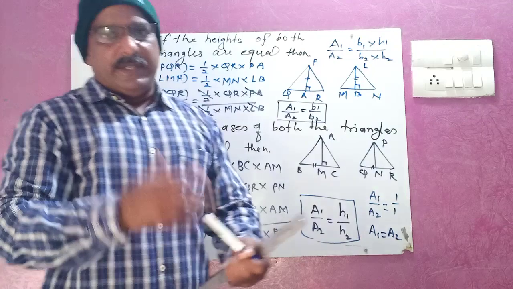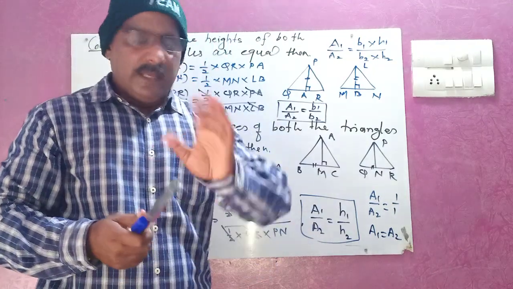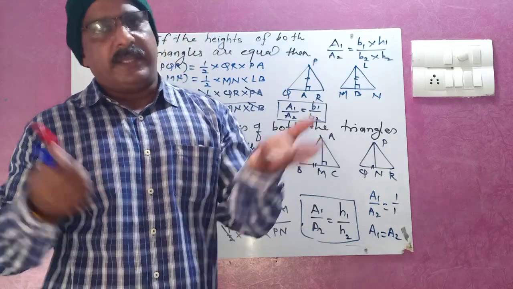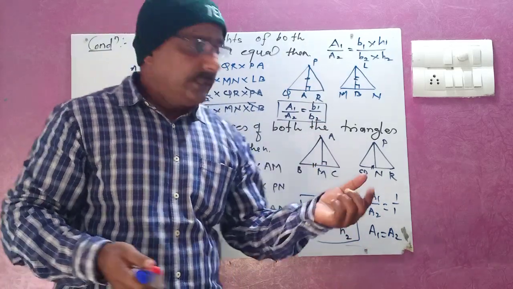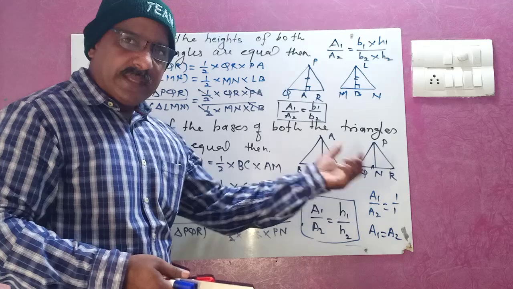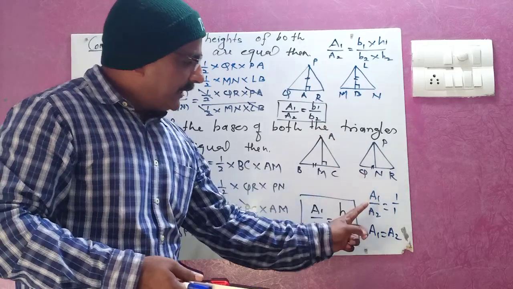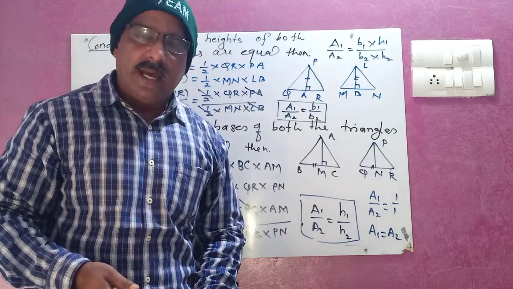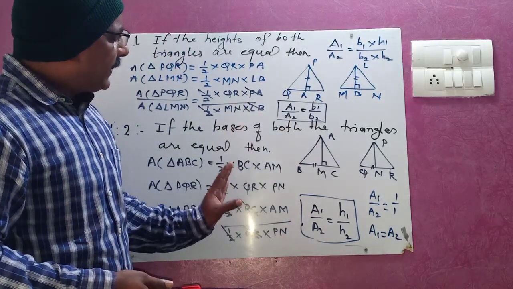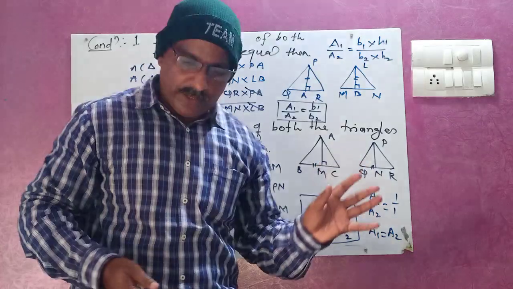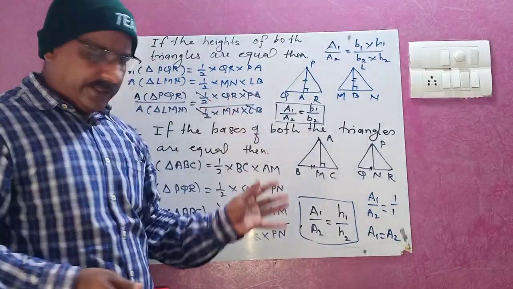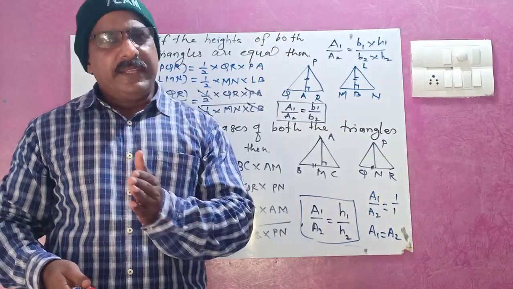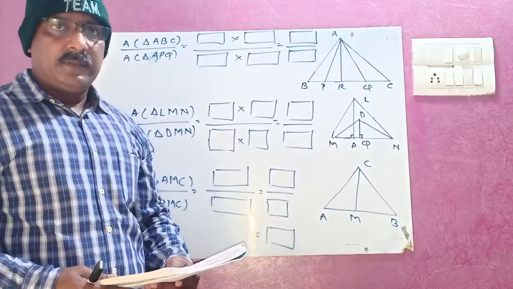Very simple. When two triangles have the same base and same height, then what about their areas? Their areas are also equal. So if two triangles have the same base and same height, their ratio is 1 upon 1, or you can say their areas are equal. So here I have completed the properties of the areas of triangles. Now I will do the activity and exercise 1.1.